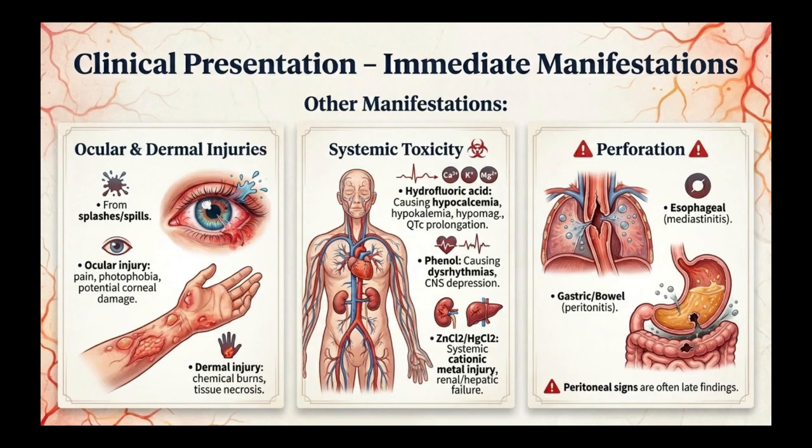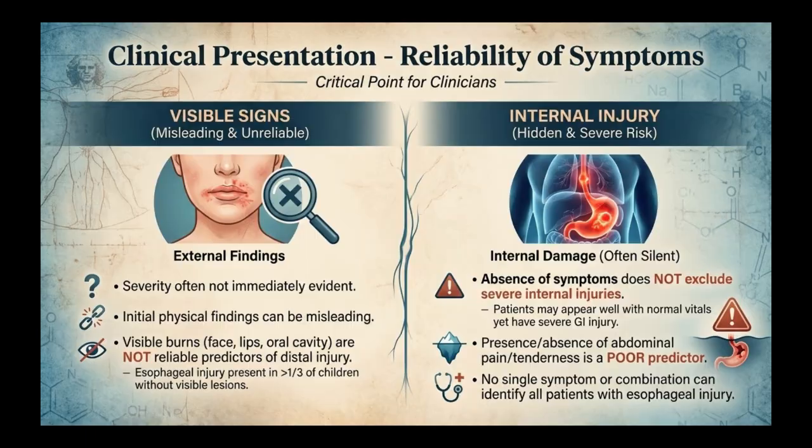While some studies suggest combinations of symptoms, e.g., vomiting, drooling, stridor, can predict more severe injury in children, others emphasize that no single symptom or combination can identify all patients with esophageal injury. This variability may depend on the patient population, pediatric versus adult, type of caustic, and circumstances, intentional versus unintentional. A thorough and timely diagnosis and evaluation are paramount to predict patient outcomes, guide interventions, and prevent severe morbidity and mortality.